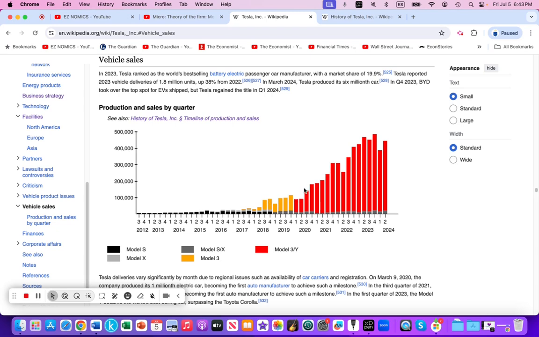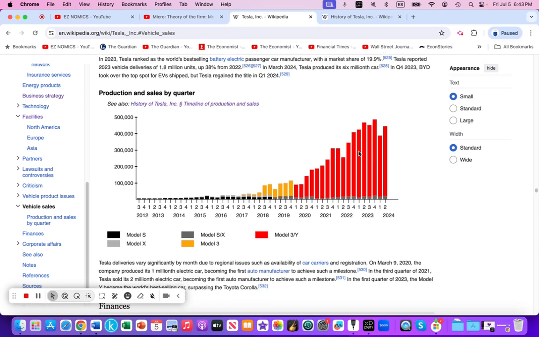And here we can really see the volume, the quantity of the cars really increasing dramatically. And as they're able to produce more units, the cost per unit falls, and so they can lower price and start to achieve greater profit. At this point, we see that they're achieving 300,000 cars per quarter, going to about 400,000 cars per quarter.